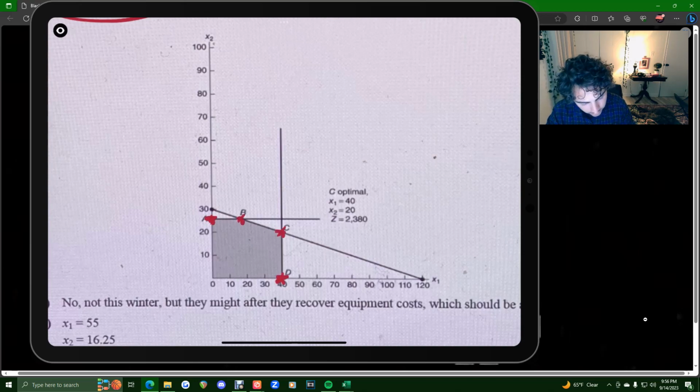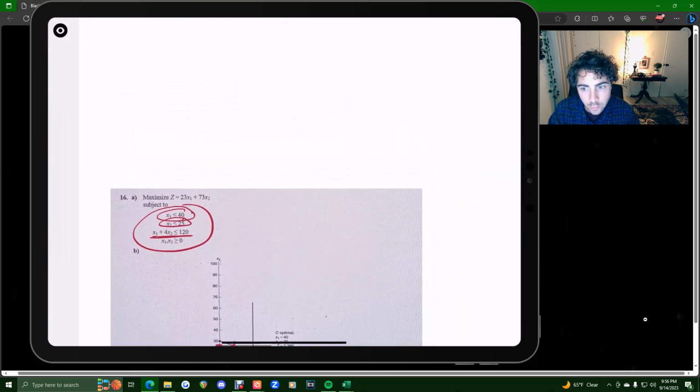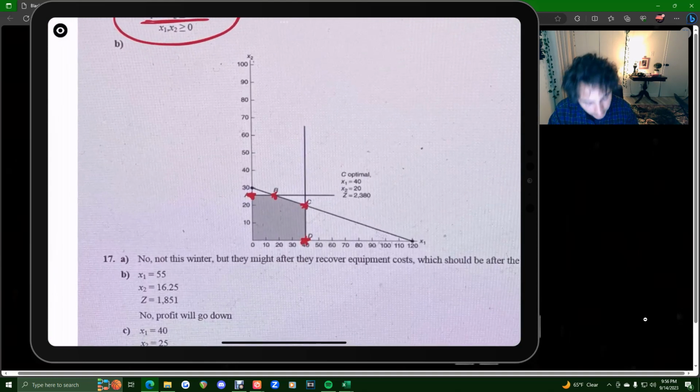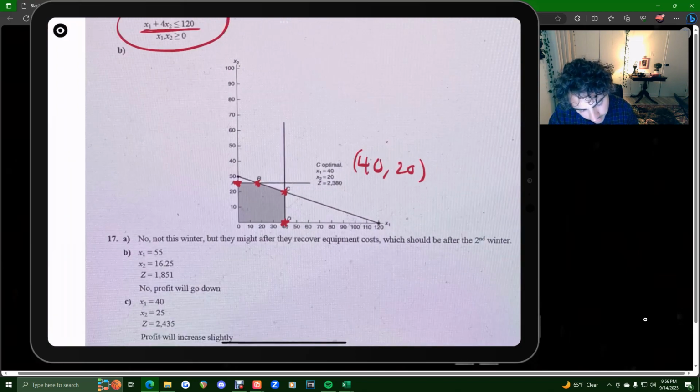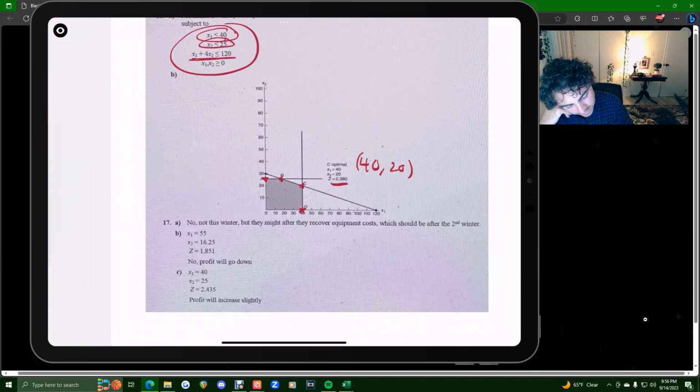And D, actually. Okay, so you consider the ordered pairs for A, B, C, and D and plug them into the Z equation, the profit equation, and they found out that C was optimal, meaning the ordered pair of 40, 20, the location of C, would produce the maximum profit of the points A, B, C, and D. So the ordered pair C produced the highest profit. I hope that's clear. That's why C is optimal.